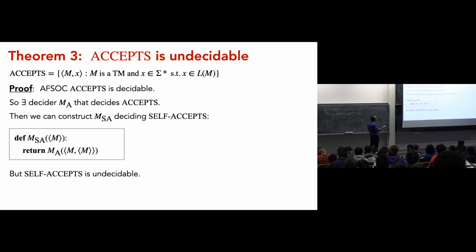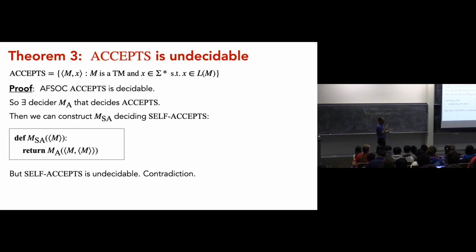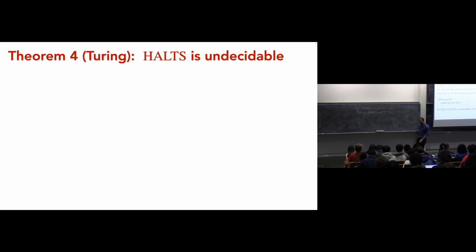It's a proof by contradiction. Assume accepts is decidable. That allows me to decide an undecidable language, and that's not possible. So this is a contradiction. Now we have three undecidable languages: self-accepts, the complement of self-accepts, and accepts. Let's now do the famous halting problem.